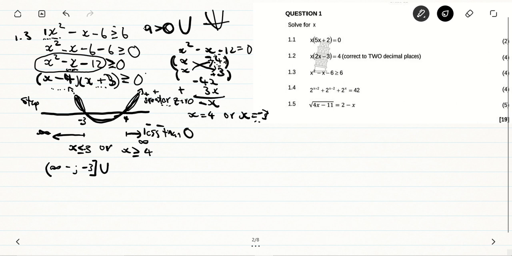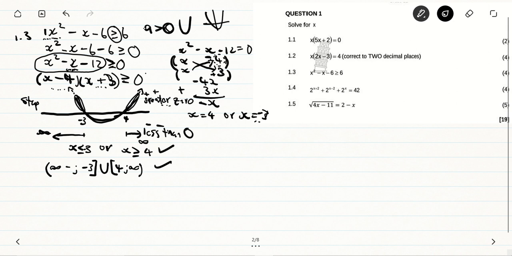And why is -3 included? It's because it's included in the question in the first place, greater than or equal to. And then with 4 as well, I will include 4 up to positive infinity. We will never reach infinity, so we have to use this type of bracket here. So this is how you would write the solution this way, or you would write it this way.